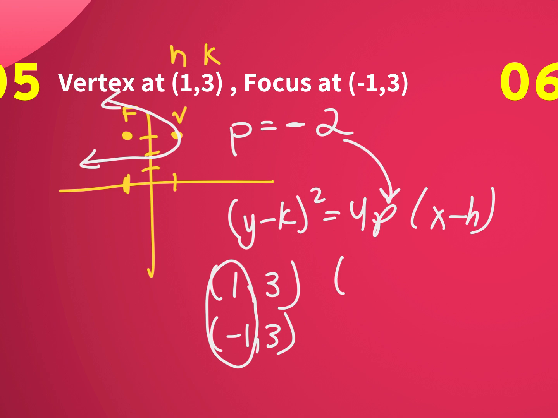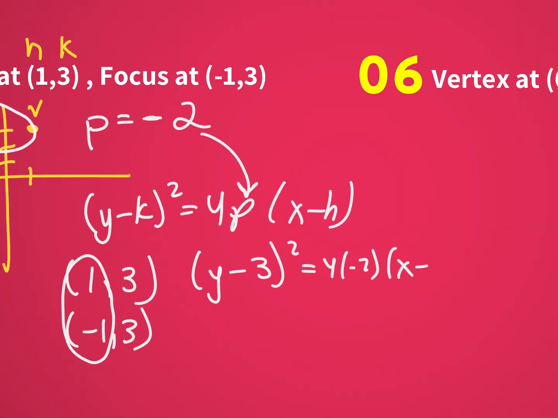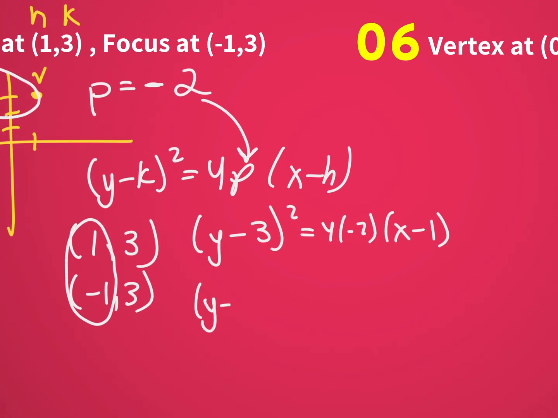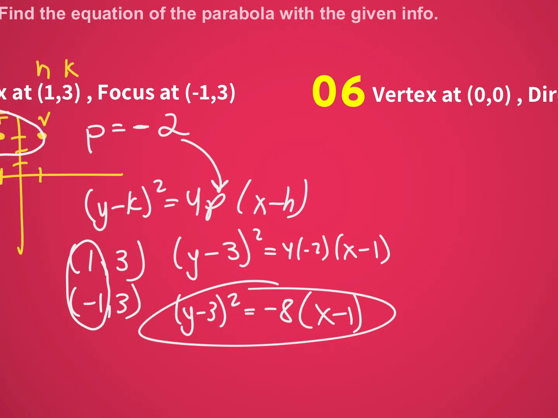So when I write my equation, it's y minus k. What's my k value? 3 squared equals 4 times negative 2 times x minus what? 1. So your equation is y minus 3 squared equals negative 8 times x minus 1. If you guys methodically write down all the stuff they give you and then plug stuff in, you're going to be perfectly fine.